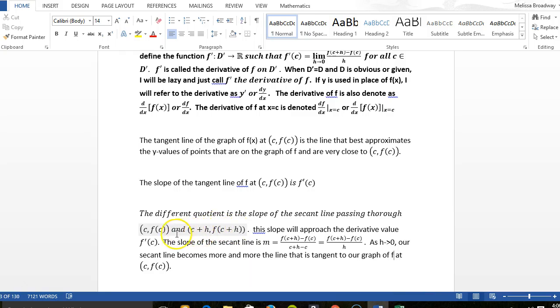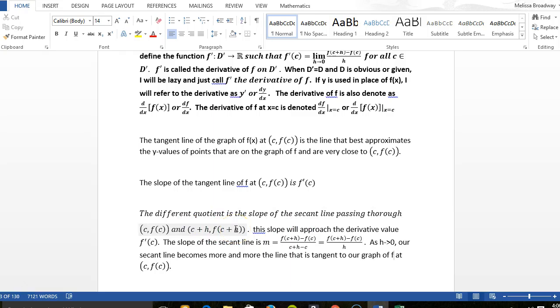And this bead, we're moving it arbitrarily, indefinitely close to c, f of c. We don't want to let it actually arrive at c, f of c, but we want to let it get indefinitely close. As h is shrinking more and more towards 0, this point is honing in more and more slowly on this point. And that secant line is becoming more and more like my tangent line. It's becoming more and more similar as h is going to 0.